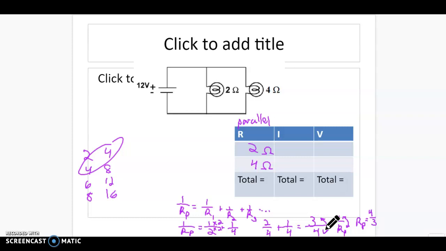Now you can leave this as a fraction if you'd like. Some people like doing that, and that's fine. If you'd like to leave it as a decimal, that's okay too. You can take 4 divided by 3. Just go out 2 decimals and you'll be fine. And we end up with like 1.33 ohms. That's how I find my total resistance in parallel. And that part's kind of weird, but that's how you do it. You guys can do it, it'll be good.